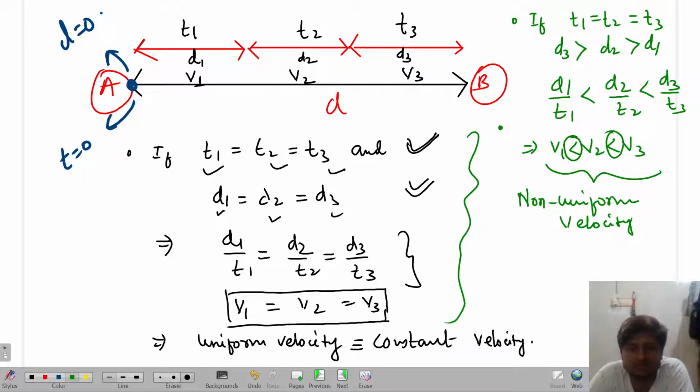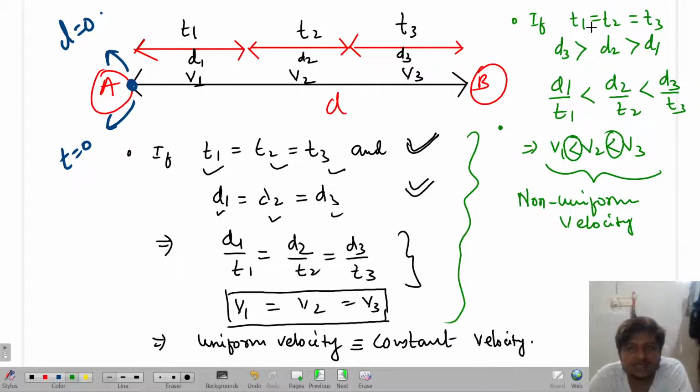Tell me, what is non-uniform velocity? What is uniform velocity? Yes or no? Yes, sir. Everyone? Yes, sir. Ankit, yes, sir. Nitara, yes, sir. Sneha, yes. Sarasa. Okay.